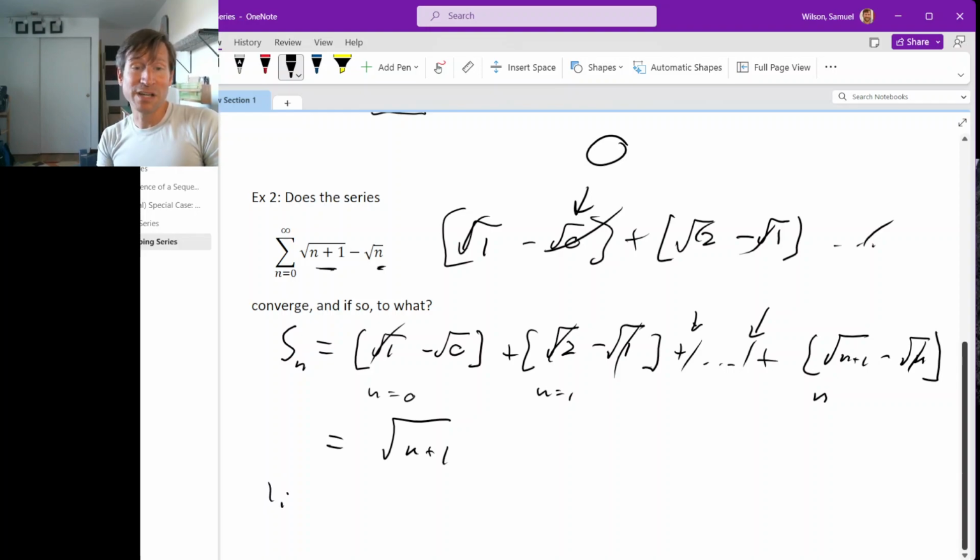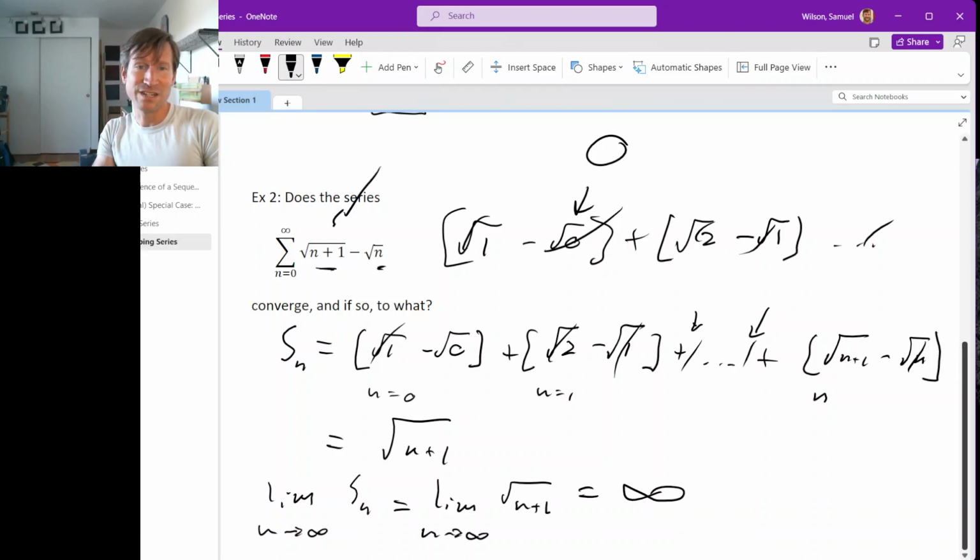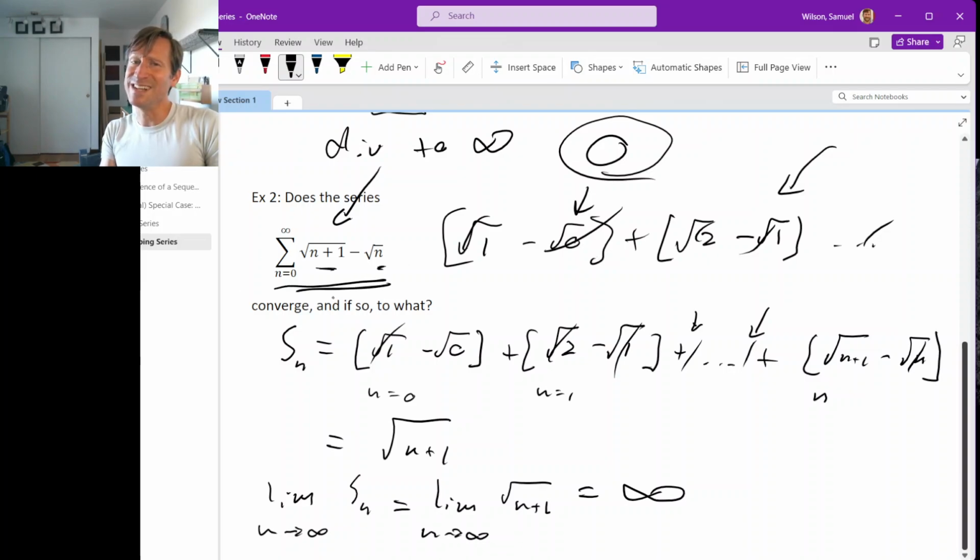And now we can take the limit as n goes to infinity of our nth partial sum. So this is the limit as n goes to infinity of the square root of n plus 1, but this limit is infinity. So this series actually diverges to infinity. So you can see that it is dangerous to jump to conclusions with telescoping series. If you don't think about it carefully, if you use this intuitive way of thinking about it, you might talk yourself into thinking that this converges to 0. But in fact, this series diverges.